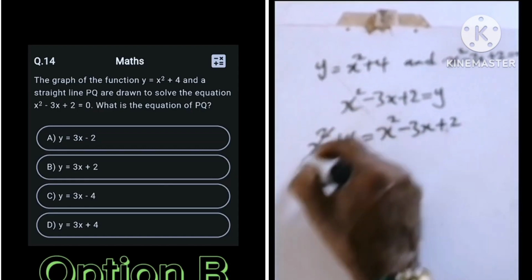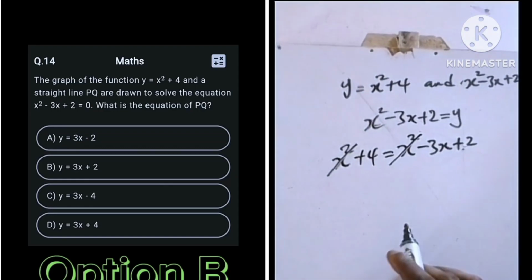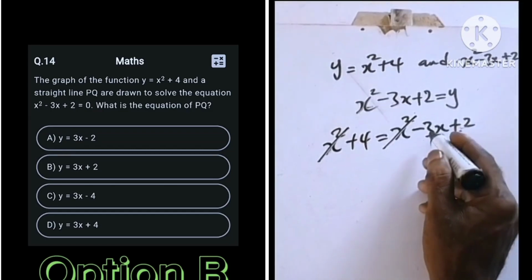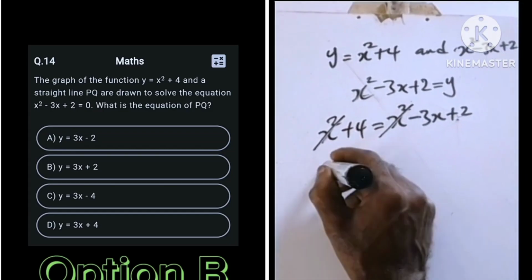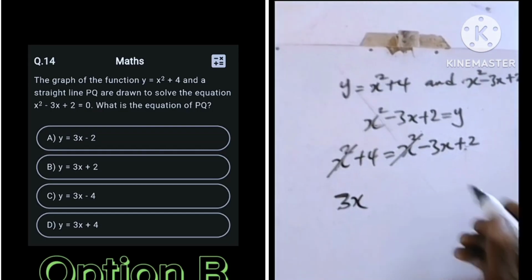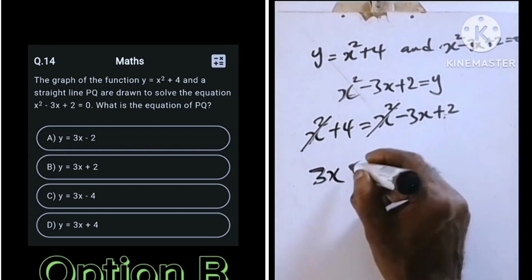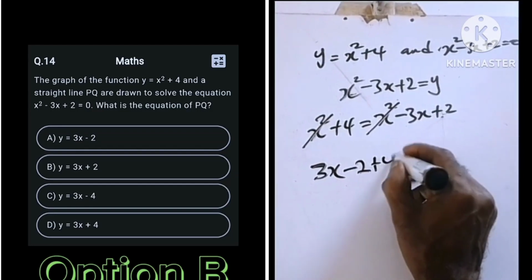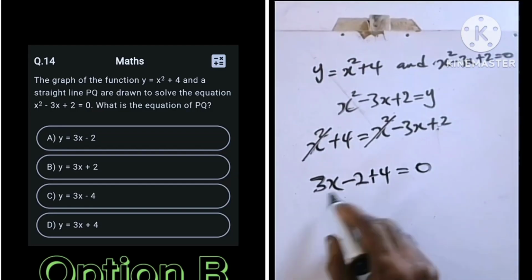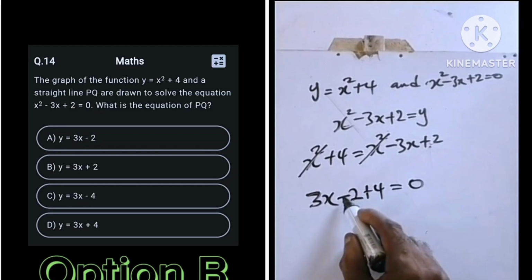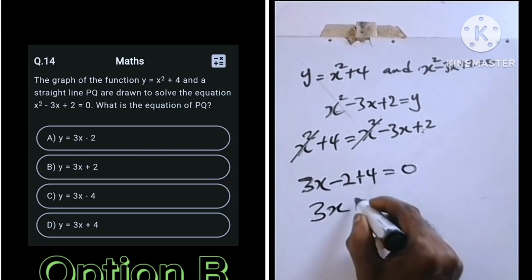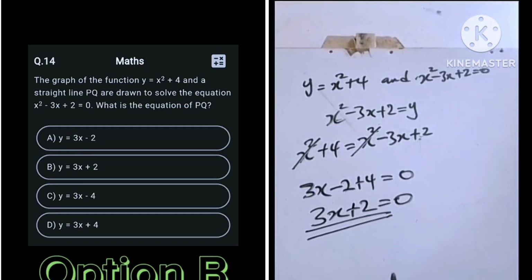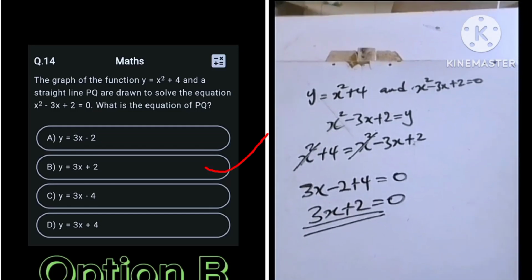At this point, the x squared will subtract the x squared. So what we have left is this. We have to carry everything over to this side. So this minus 3x crossing becomes 3x. This plus 2 crossing becomes minus 2. Remember, this plus 4 is already here. You bring it down, plus 4 is equal to 0. So at this point, we have minus 2 plus 4, that becomes 3x plus 2 is equal to 0. So this is the equation that is connecting P and Q.